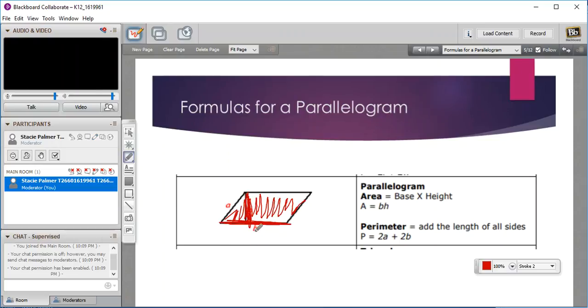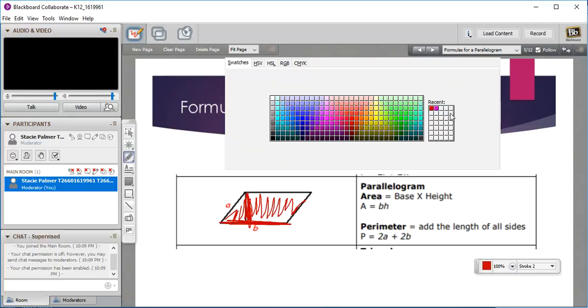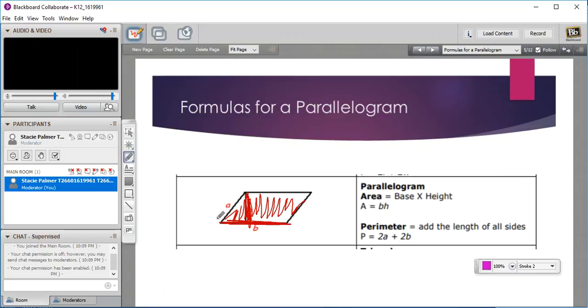That would give us our area. And then to find the perimeter, we're going to do 2 times A plus 2 times B. So basically, this side right here is exactly the same as this side right here. So we have 2 of those that we're going to be adding together.